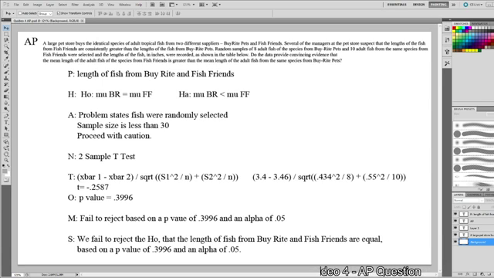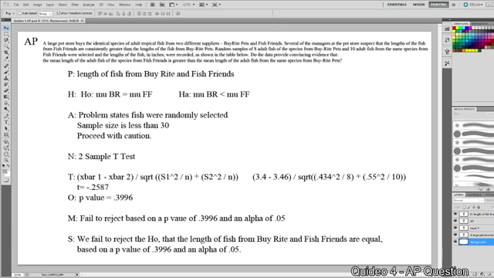So for part P, the parameter of interest, it's the length of the tropical fish from Byrite Pets and Fish Friends. For our hypotheses, the H0, or the null hypothesis, is that mu, the average length of the fish from Byrite's, equals mu of the length of fish from Fish Friends. And then our alternative hypothesis is that mu of Byrite's tropical fish is less than mu of Fish Friends tropical fish.